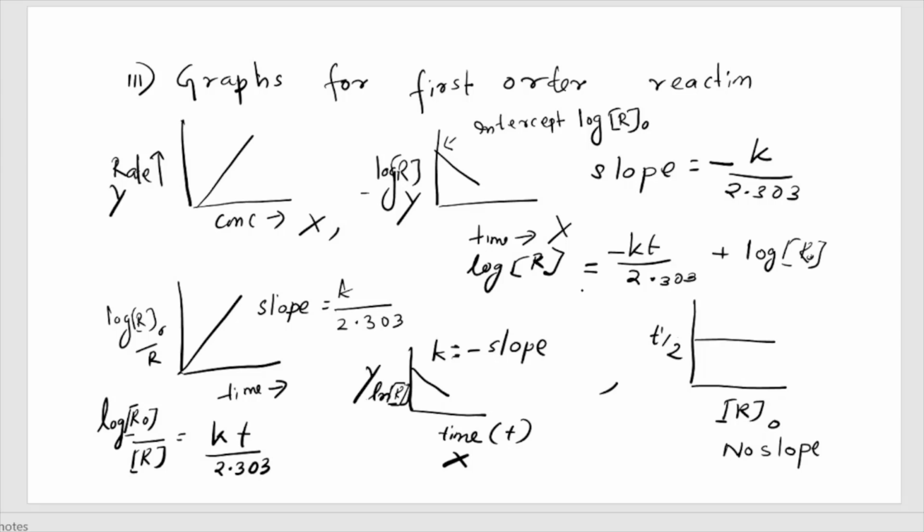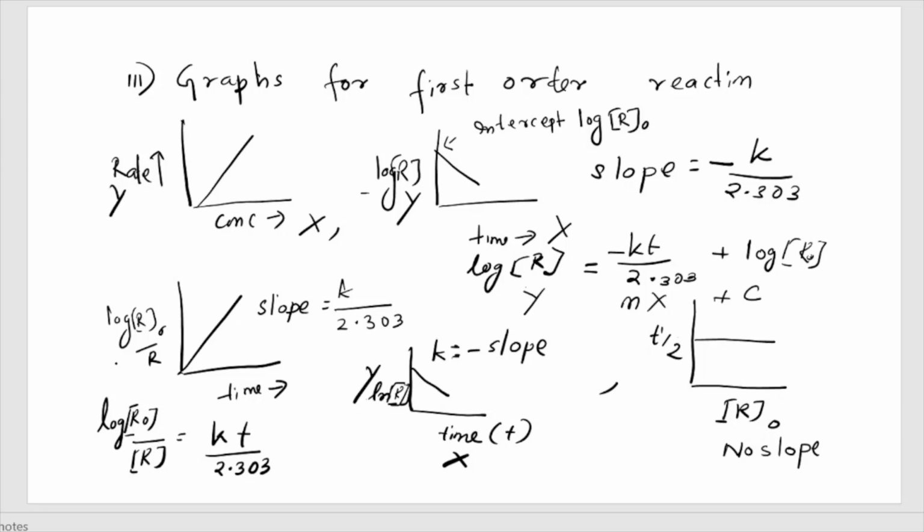Now see how it is in the form of y equals mx plus c. This is y and this is m, and x is here mx, where m is minus k by 2.303, and here x is the time and c, that is the intercept, is log r0. So this is the graph in the form of y equals mx plus c, and this is known as c.